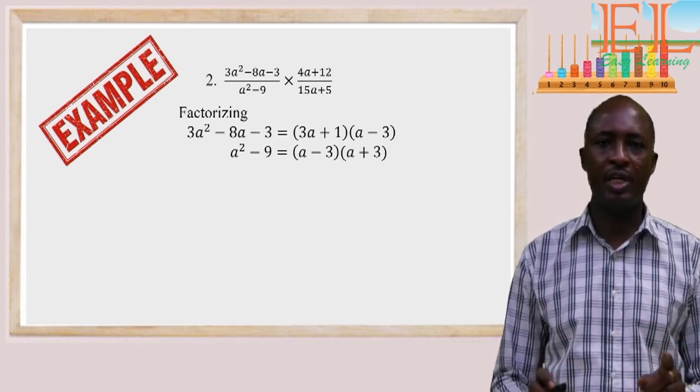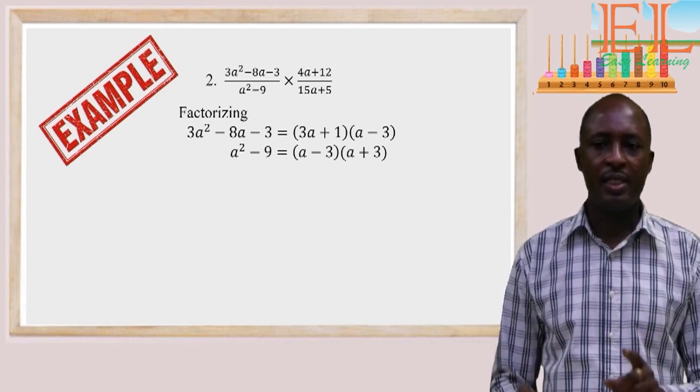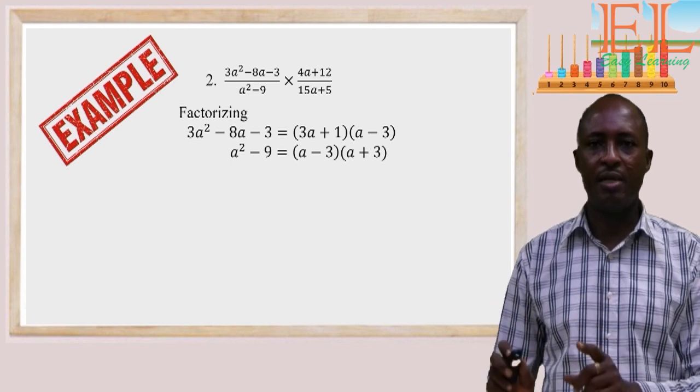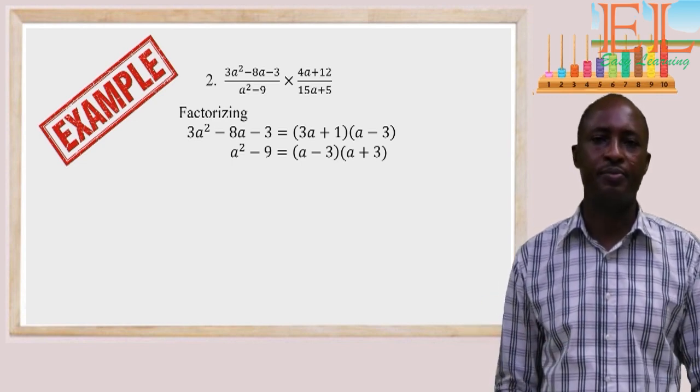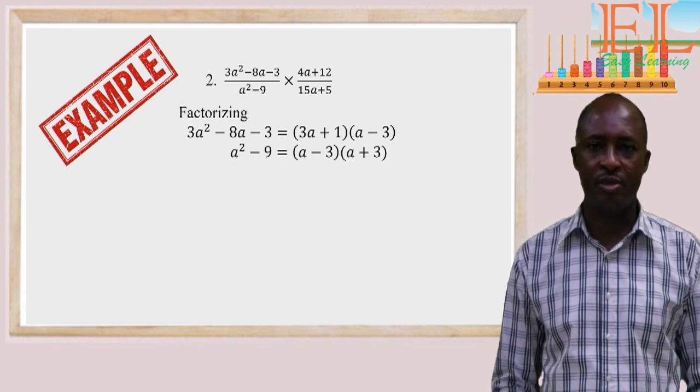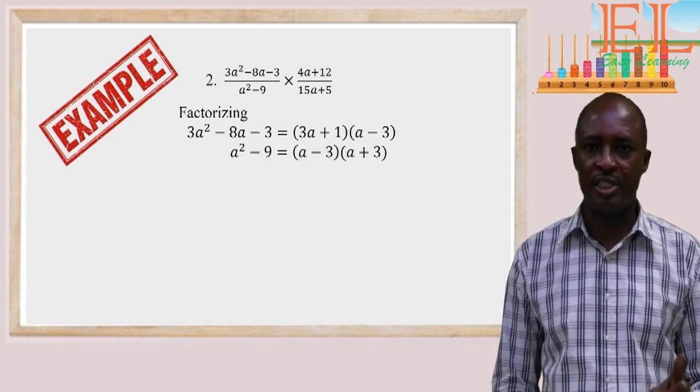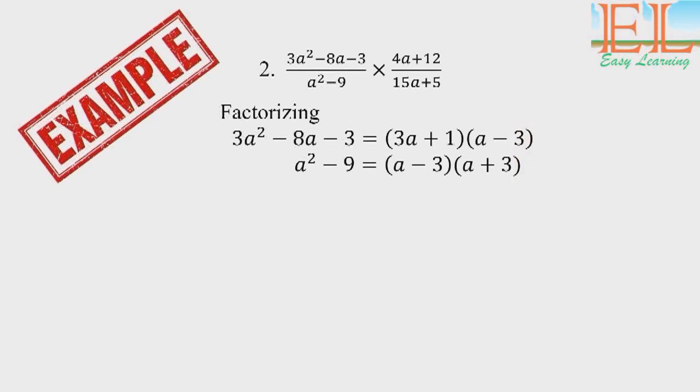And if I take a squared minus 9, it is factorized as (a minus 3) times (a plus 3). This you have learned again from the concept of difference of two squares. And of course, 4a plus 12 is factorized as 4 times (a plus 3). And 15a plus 5 is 5 times (3a plus 1). Now that all my terms have been factorized, I just put them back into the expression.